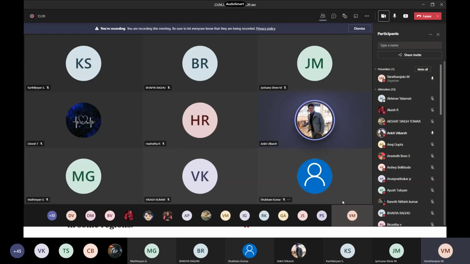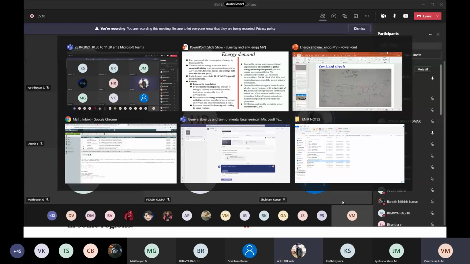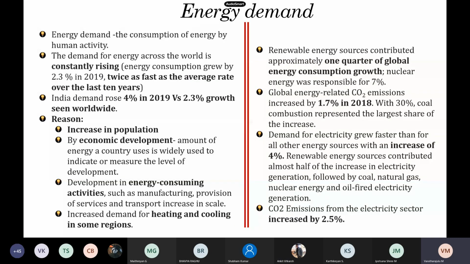Anyway, we will continue the presentation and see the energy demand and how we can get these fuels, and we'll have some basic idea. And it is already 11:21. So what was the next class?